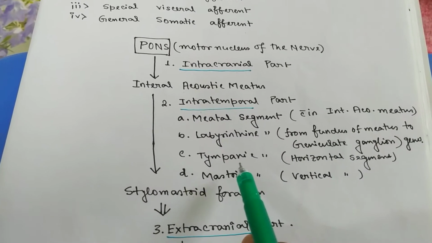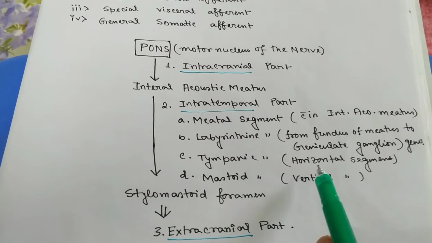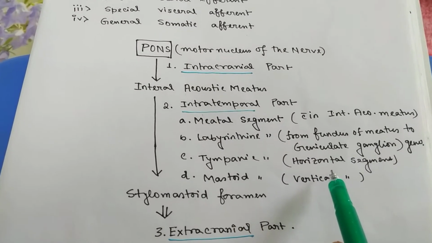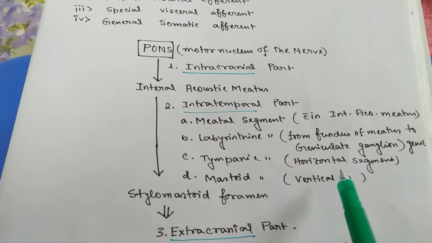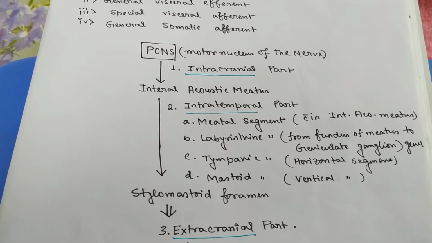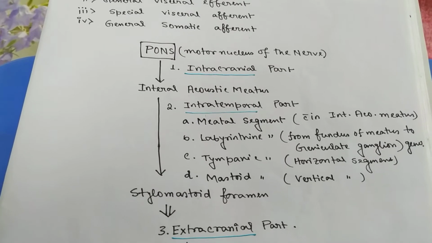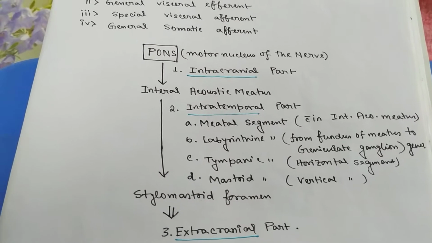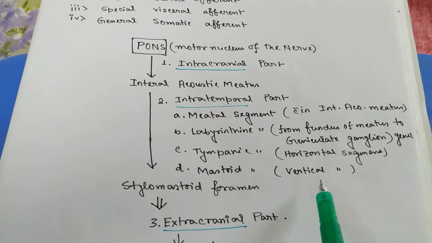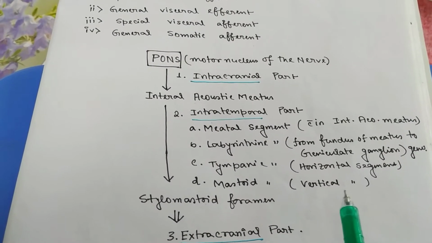Then the tympanic segment, also called the horizontal part, lies in the medial wall of the middle ear and is the most common site of dehiscence of canal and is the most commonly injured segment in ear surgery, particularly the second genu area. And finally, the mastoid segment, also called the vertical segment, lies on the posterior wall of the middle ear.